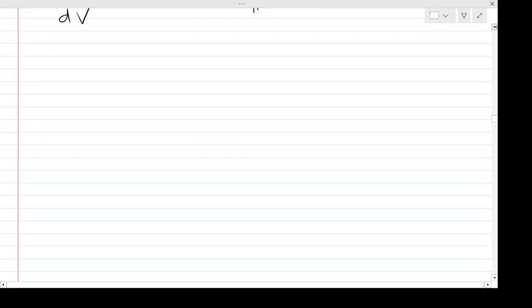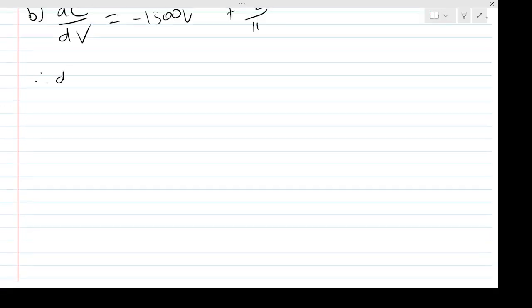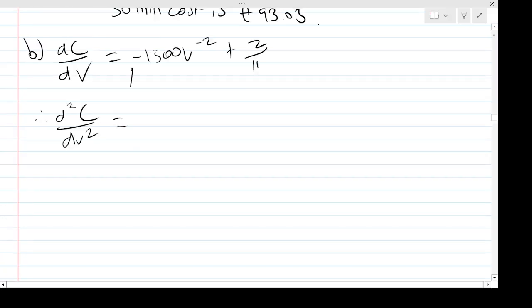Then I need to consider the second derivative, so I need to differentiate again. If I differentiate that expression again with respect to v, that would be plus 3000, because minus 1500 times minus 2, my power comes to the front, times that by minus 2, I get positive 3000 v to the minus 3, as I subtract 1 from the power, and then the 2 over 11 goes away.